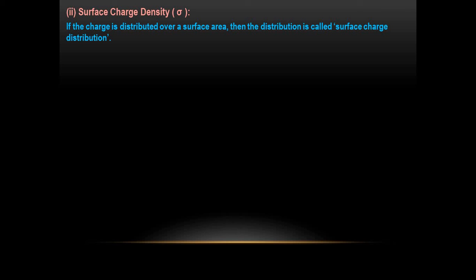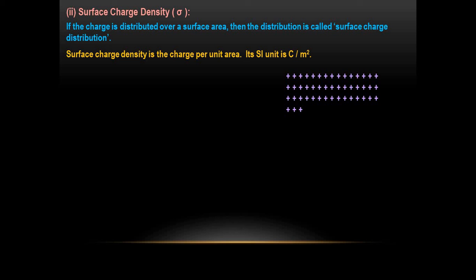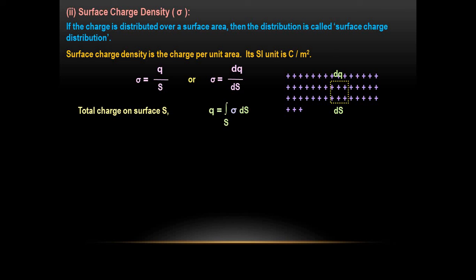For the surface charge density, when the charge is distributed over a surface area, the distribution is called a surface charge distribution. The surface charge density is the charge per unit area, and its SI unit is coulomb per meter square. Suppose we have a surface charge distribution and we enclose a small elemental area ds containing a certain charge dq. Then sigma, which denotes the surface charge density, is given by dq by ds. And the total charge accumulated over the surface is given by the integration of sigma ds over the surface.